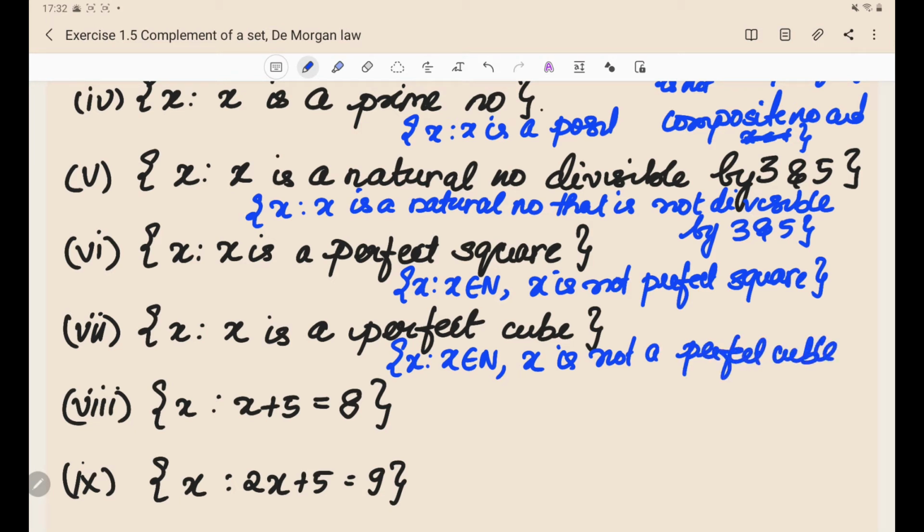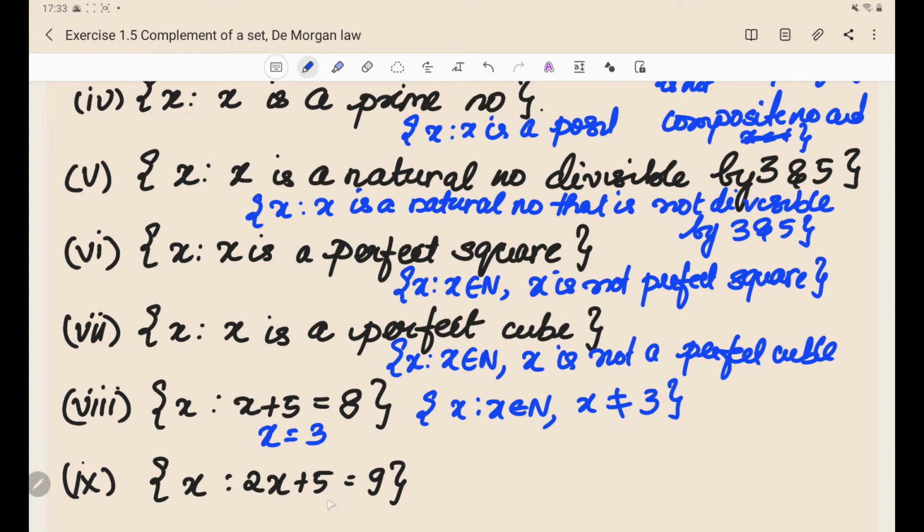Then {x : x + 5 = 8}. So you can easily find what is the value of x? 3. So all other numbers, {x : x belongs to N and x is not equal to 3} is the answer for that. Because there is only one element in this set, 3. Taking the complement with the universal set, what would it be? All the elements other than the number 3.